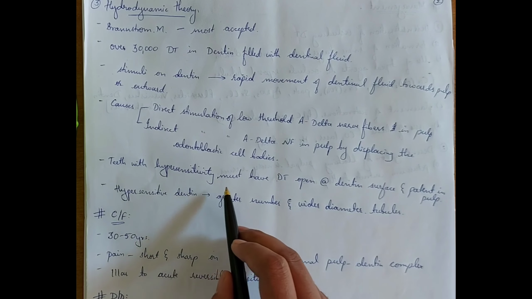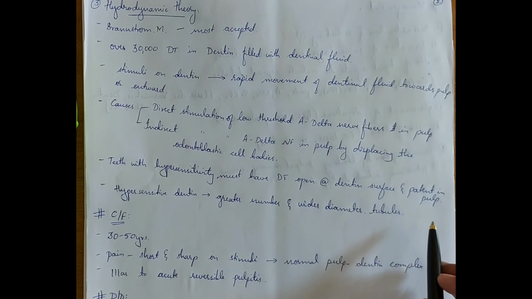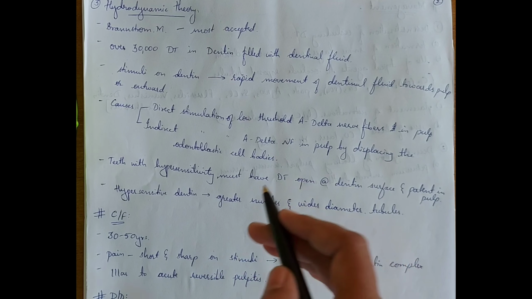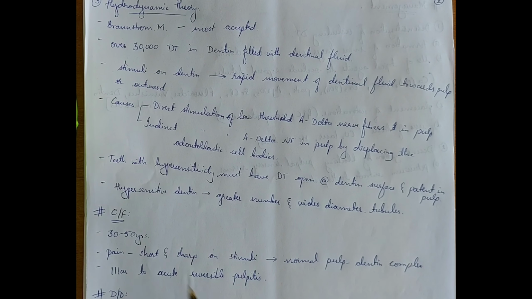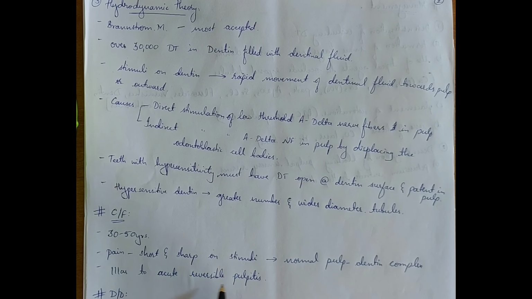So the teeth with hypersensitivity must have dentinal tubules open at the dentin surface or patent to the pulp. Usually how we differentiate it from normal dentin is that hypersensitive dentin has a greater number and wider diameter of tubules. Clinical features: it's usually seen in 30 to 50 years of age, that is in adults, and the pain is short and sharp on stimuli, and it exaggerates when the stimulus is removed, which is a normal response of the dentin pulp complex. The clinical symptoms of dentin hypersensitivity are similar to acute reversible pulpitis.